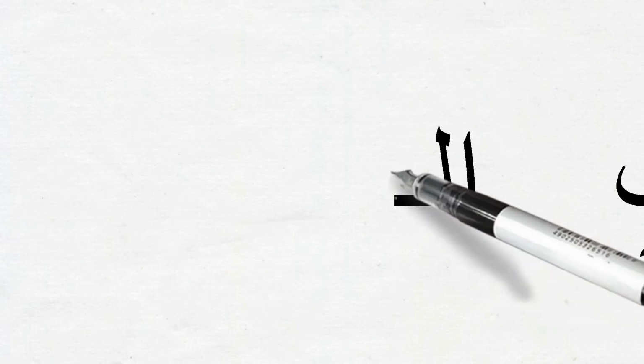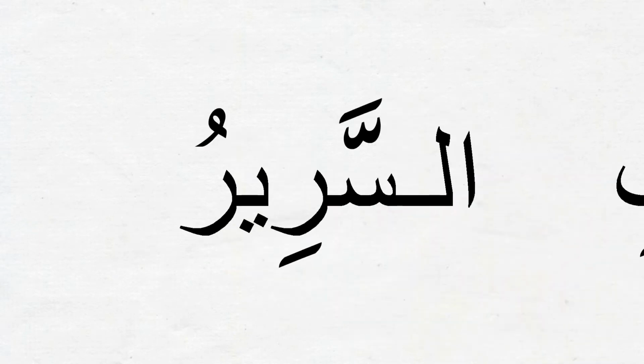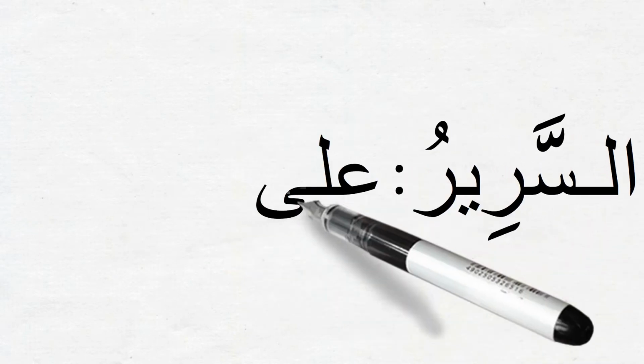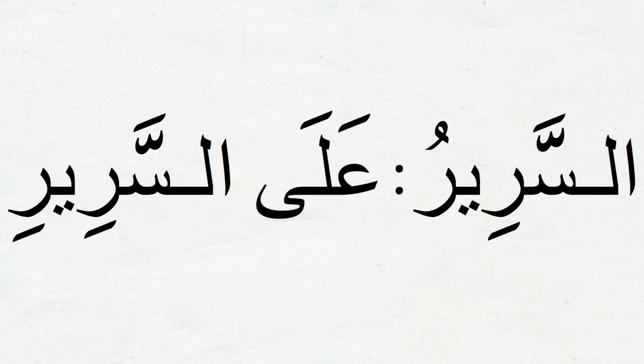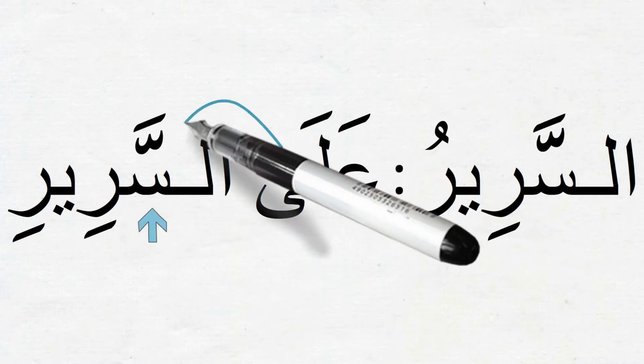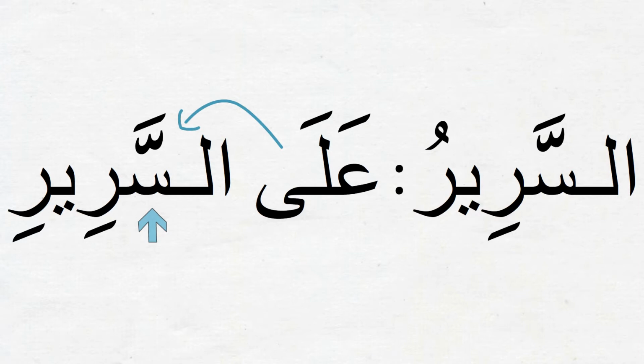Finally, our next ism is as-sariru, the bed. And to say on the bed, we use ala, and together we've got ala sariri. If you remember from lesson 3, the letter sin is the shamsiya type letter. So we are jumping over both alif and lam of al and reading the letter sin with shadda as ala sariri. So ala is here what again? Harf jar. And as-sariri is ism majroor. Together we have jar wa majroor phrase. Very nice.